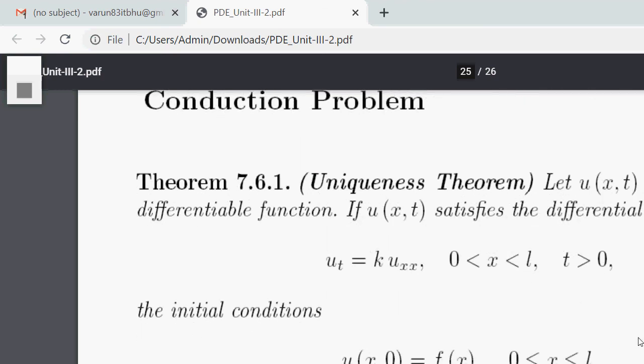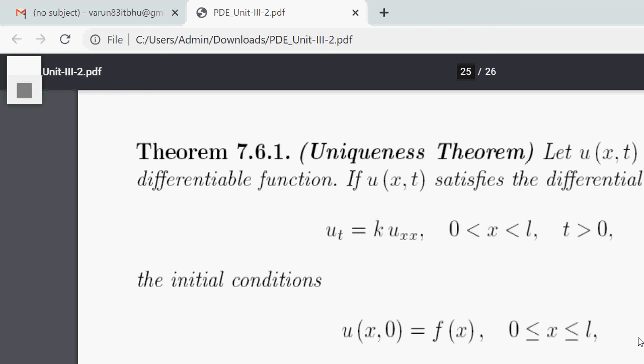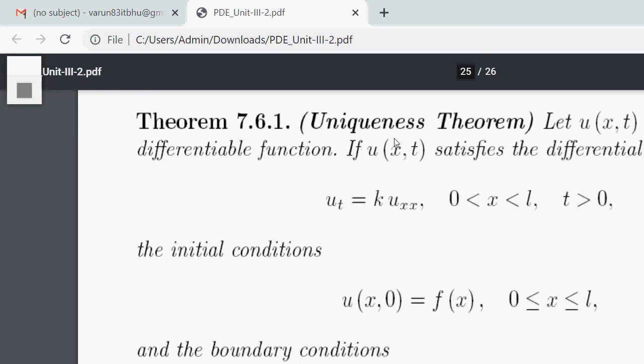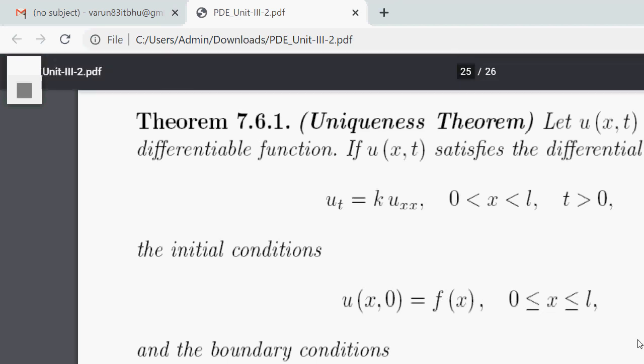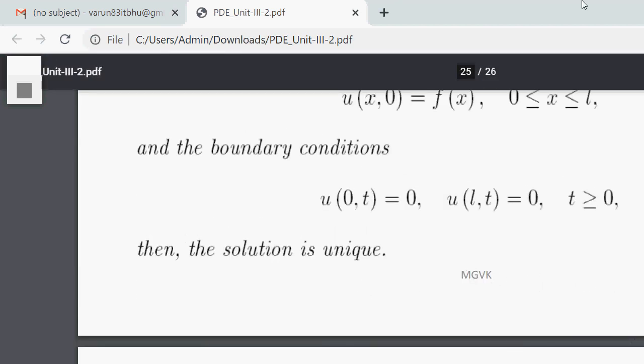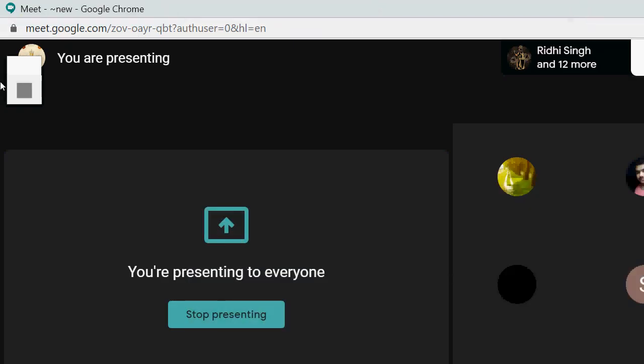Let u(x,t) be a continuously differentiable function. If u(x,t) satisfies the differential equation ut = k uxx for x in open interval 0 to l and t greater than 0, the initial condition u(x,0) is equal to f(x) for every x in closed interval 0 to l, and the boundary conditions u(0,t) is equal to 0 and u(L,t) is equal to 0 for every t greater than or equal to 0, then the solution of this equation ut = k uxx is unique. The solution is unique. Now we have completed our task.